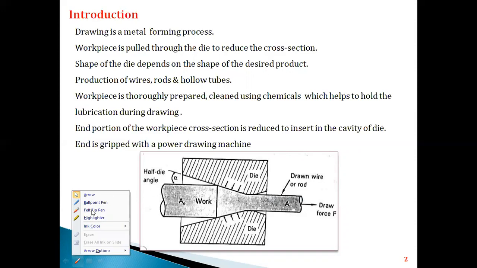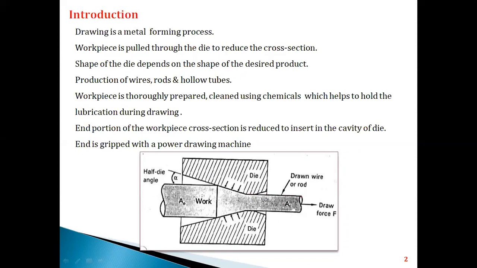Generally it is done to reduce the cross section of the workpiece, and the shape depends upon the shape of the die. Whatever the shape of the product you require, it depends upon the shape of the die. Here in the sketch you can see clearly that we have a cylindrical shape of the product. If the die you are using is of a cylindrical shape, then the desired product you get is in the form of a cylindrical rod, wire, or hollow tubes also.